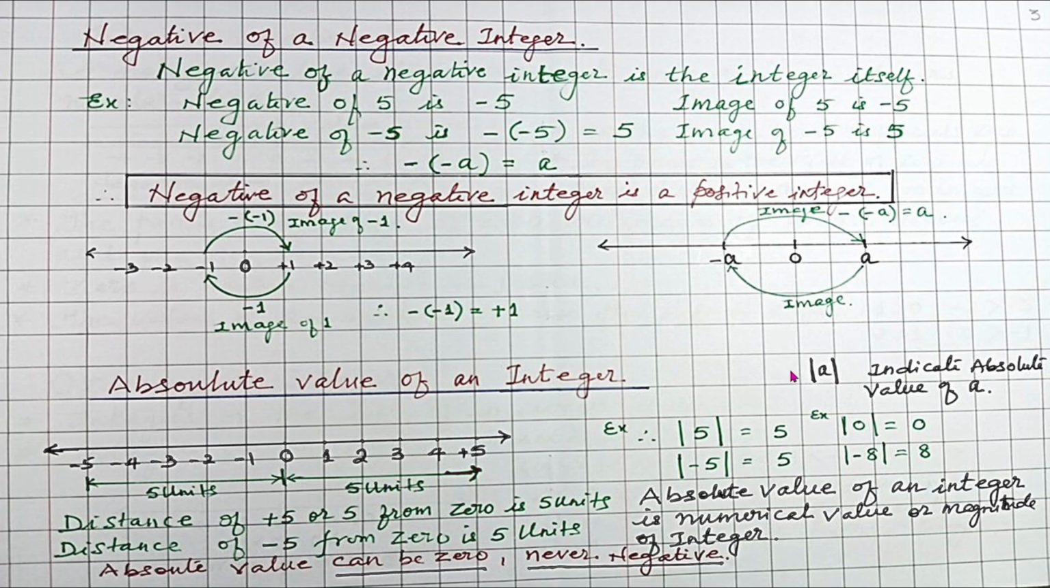And the absolute value is represented by putting two parallel lines on either side of the number. So absolute value of 5 is 5. Absolute of minus 5 is also 5. It is always a positive integer. So remember that. Okay, absolute value of 0 is 0. So absolute value can be 0. Absolute value can be positive but never negative. So please remember that.